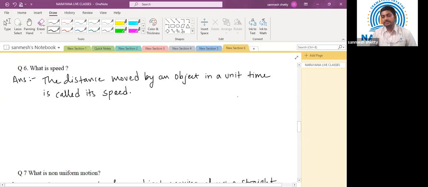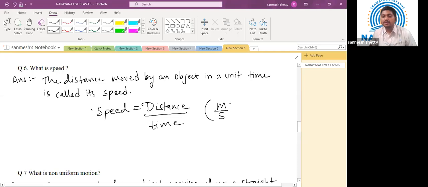What is speed? Speed is defined as the distance traveled by the object per unit time. So the mathematical formula for speed, as we just saw, is distance upon time. Also, we saw the SI unit of speed, which is meters per second.